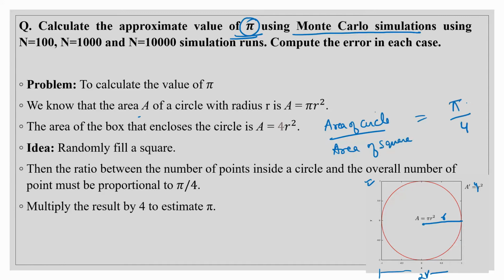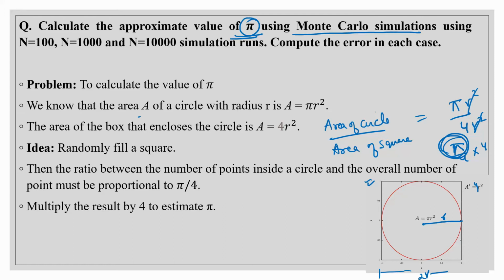Because pi r square, 4r square, r square is cancelled out, and you are getting this ratio. So if we calculate this ratio and multiply this pi by 4 into 4, then we will get the value of pi. So how can we do this in the simulation?